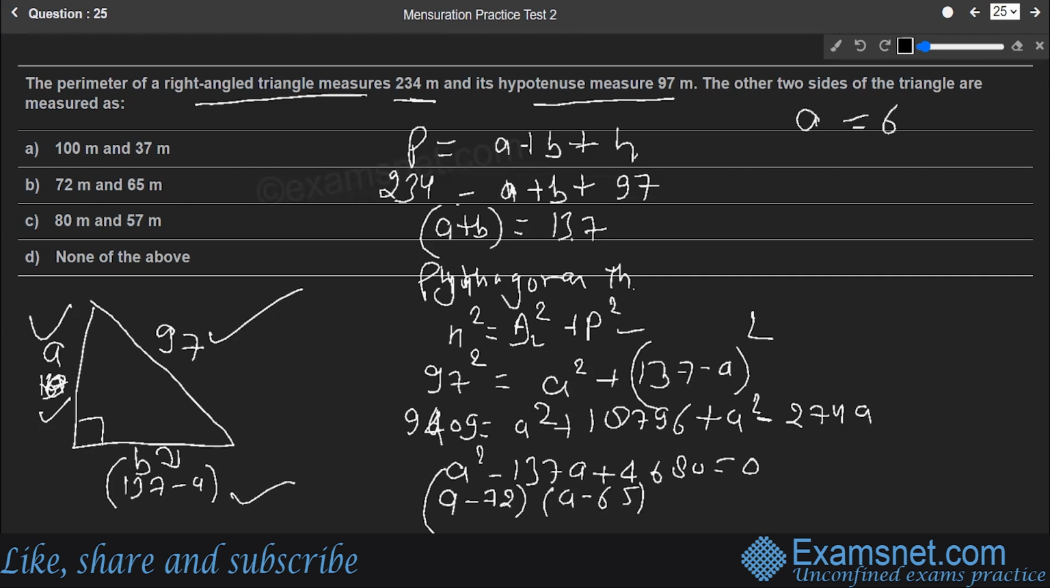If a value is 65, the side B was 137 minus a, so it had to be 137 minus 65, which is 72. And the other way around, if we take a as 72, then B will come out to be 65. So anyway, the two sides will be 65 and 72 only. That's what he asked for. The other two sides of the triangle are 72 and 65 meter. So it becomes the right answer there.